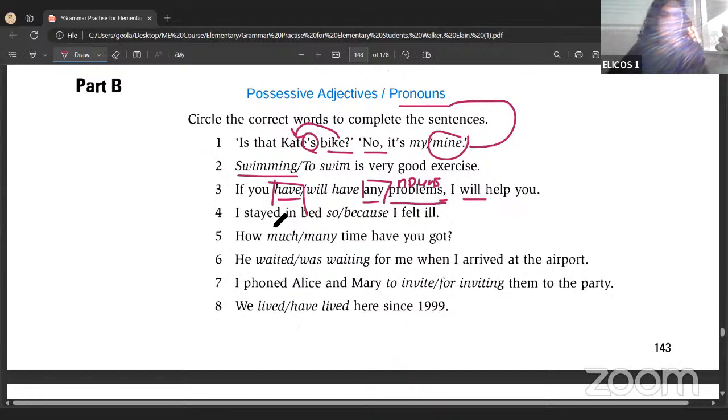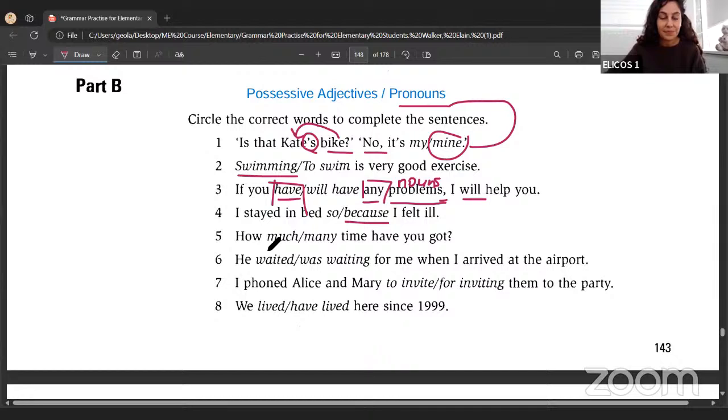Number 4, I stayed in bed because I felt ill. So remember the difference between so and because. So when I use because, it means I'm going to tell you why. I'm going to give you the reason. So I stayed in bed. Why? Because I was feeling bad, because I was sick, I was unwell, I felt ill.